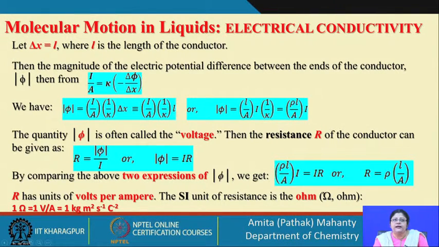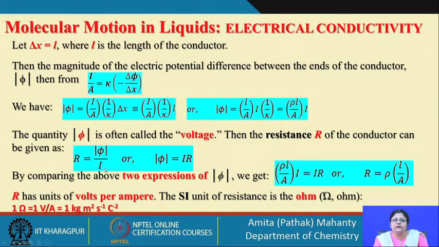The quantity phi, the absolute quantity phi, is actually the voltage, and R is the resistance of the conductor. Then you have R equal to the modulus of phi by I, or phi equal to I into R. I think this is an equation which we are quite familiar with, V equals I R. So, instead of V, we are writing the absolute value of the electrical potential difference across the ends of the conductor.